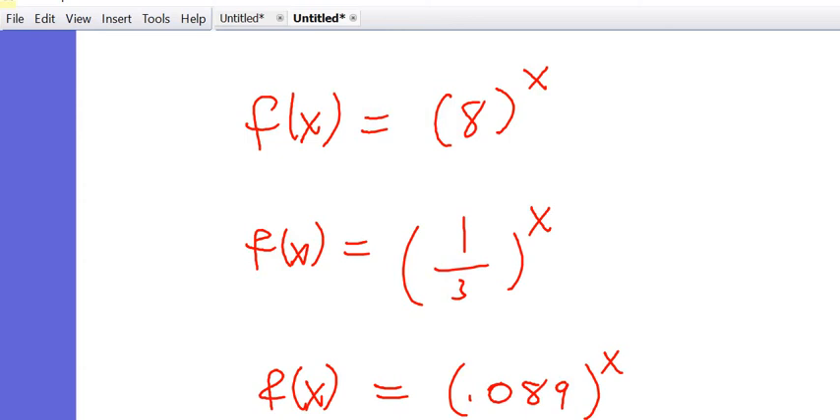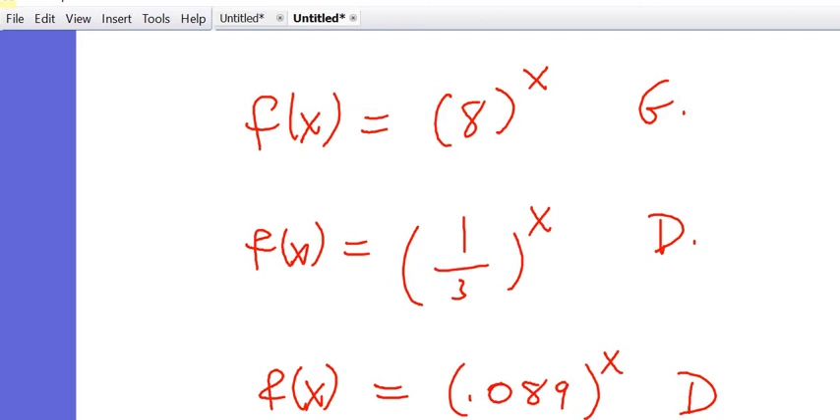It's an exponential function because the variable is in the exponent. The base tells us what type of exponential function it is. So what is this first one? Growth. It's growth, with a G for growth. What is the second one? Decay. What is the third one? Decay. 0.089 is less than 1.